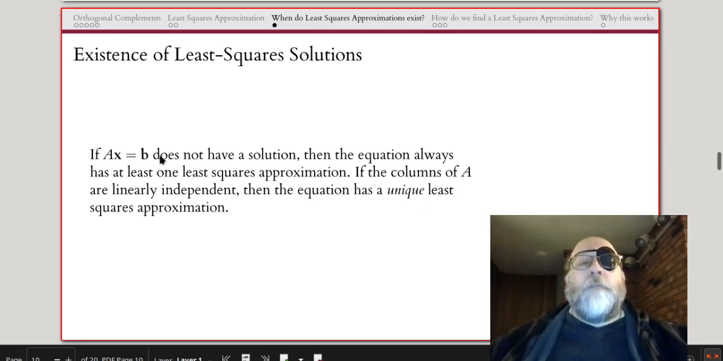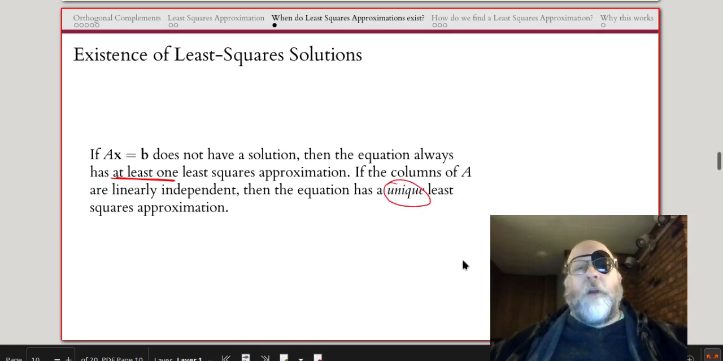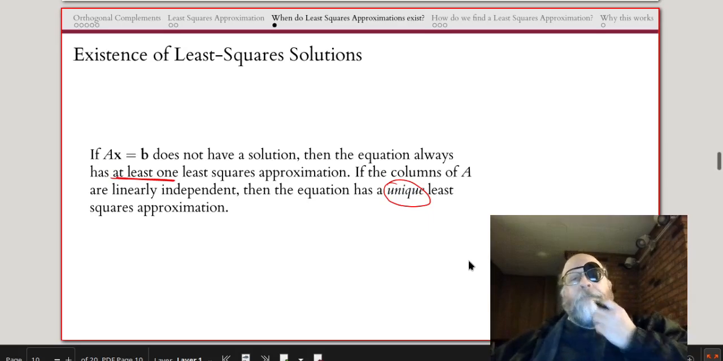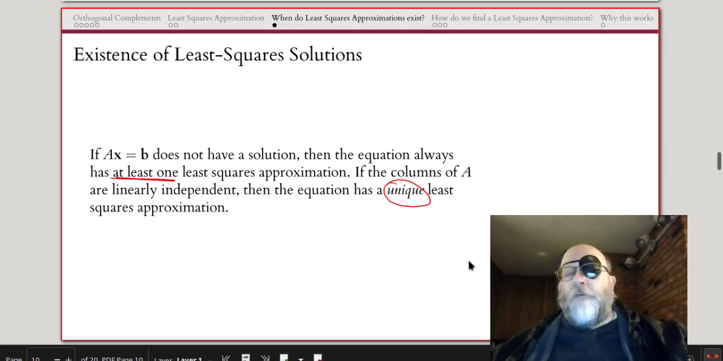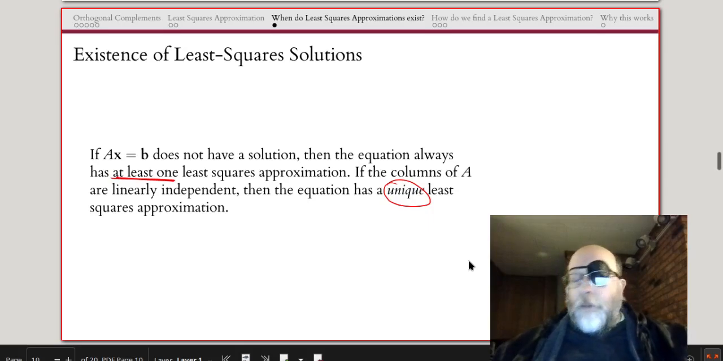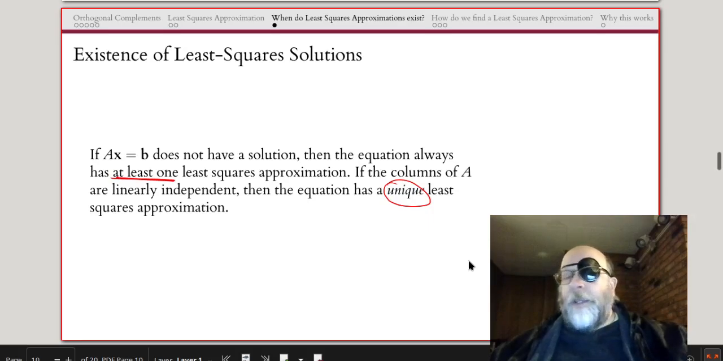Well, if Ax equals b does not have a solution, then the equation always has at least one least squares approximation. And if the columns of A are linearly independent, then we don't have any freedom in the system, and so there is only one least squares approximation. It is unique. So we always have at least one least squares approximation. If there is freedom in the system, we have more than one, but if we don't have freedom, then we still have just one, but it's unique at that point.